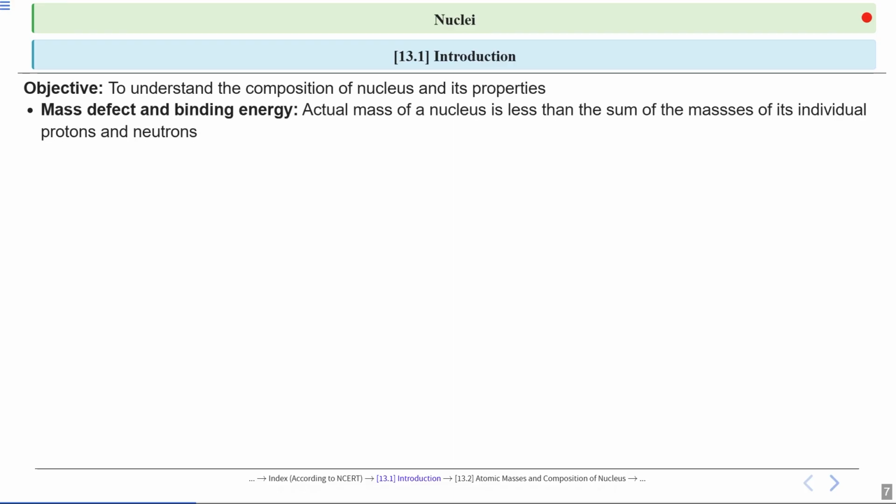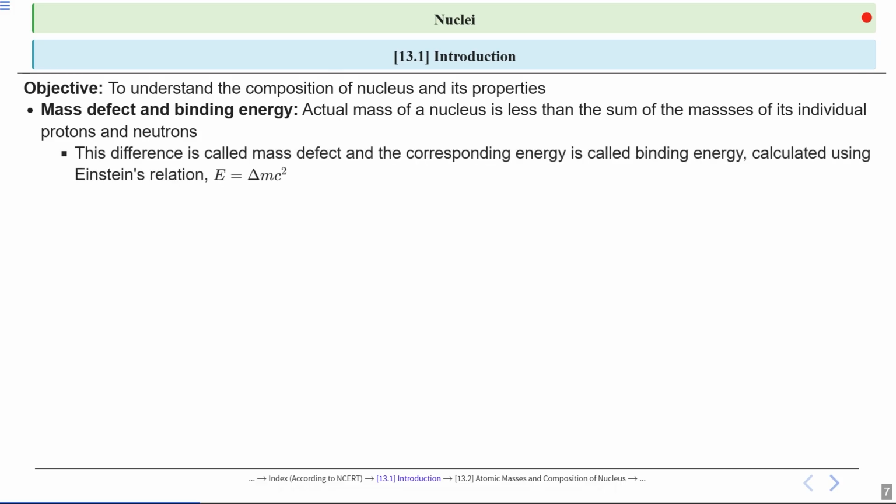Now let's talk about mass defect and binding energy. The actual mass of the nucleus is always less than the total mass of all its protons and neutrons added together. This difference in mass is called the mass defect. The energy that corresponds to this missing mass is called the binding energy.